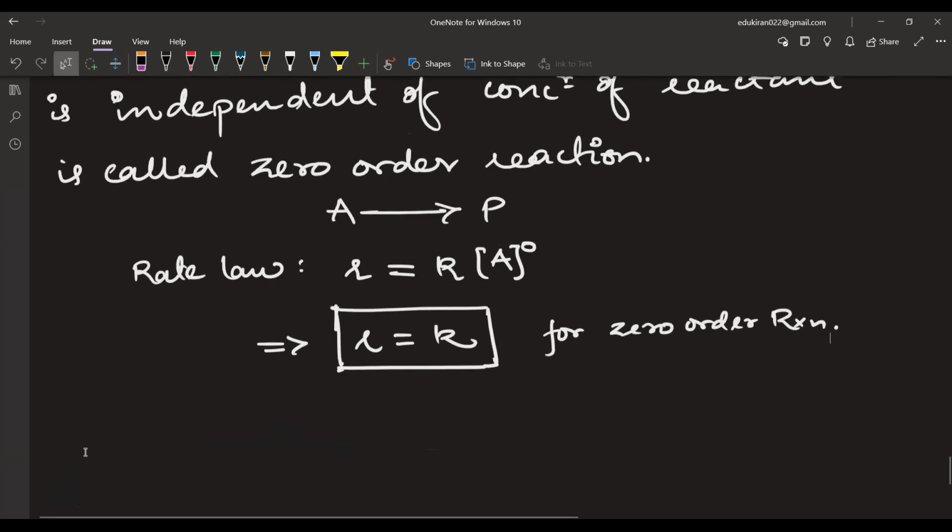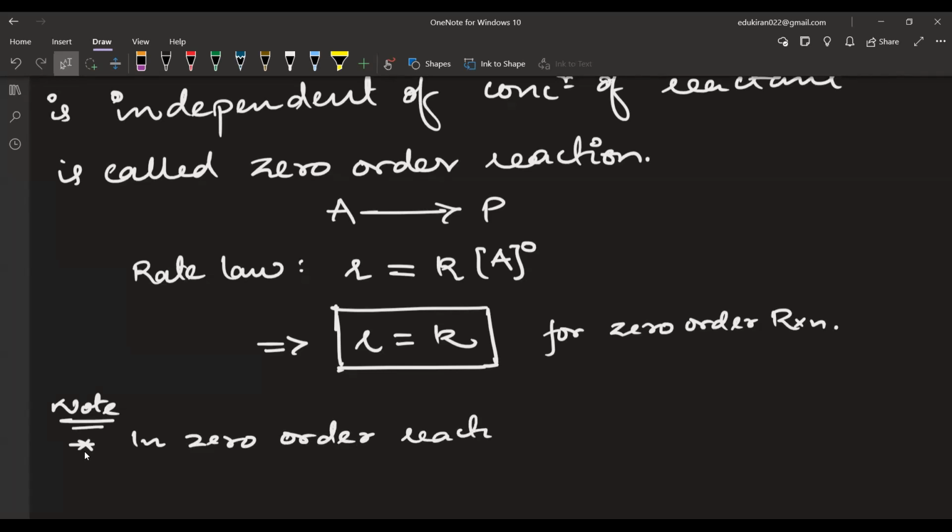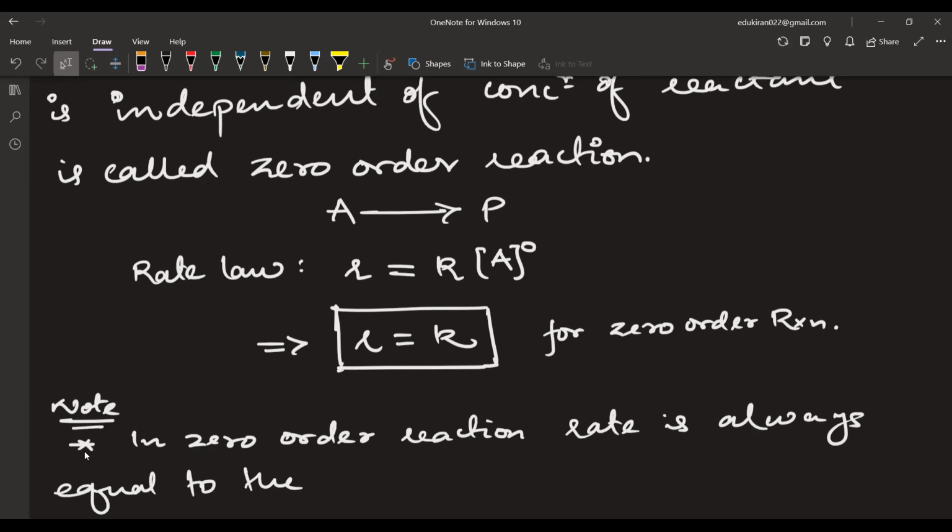Okay, so what is the rate of reaction equal to? Please write this kind of note. In zero order reactions, rate is always equal to the rate constant.